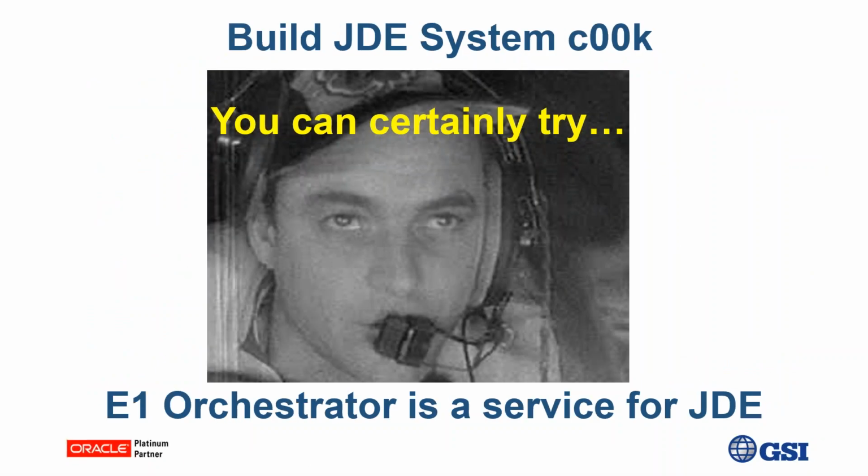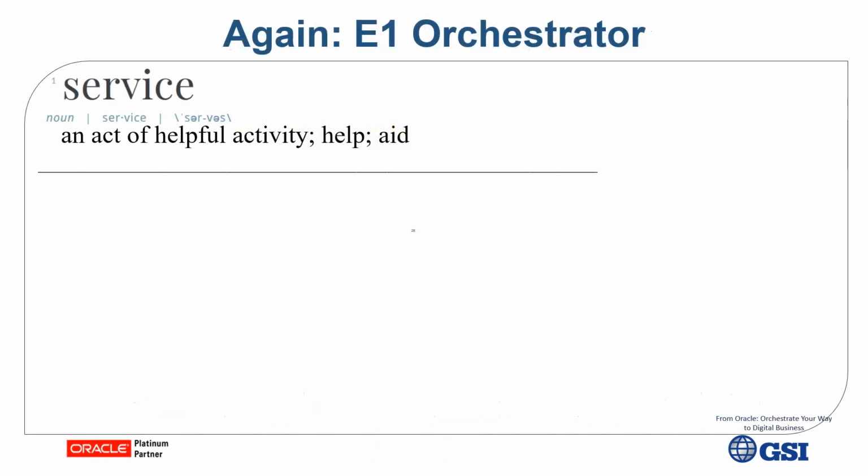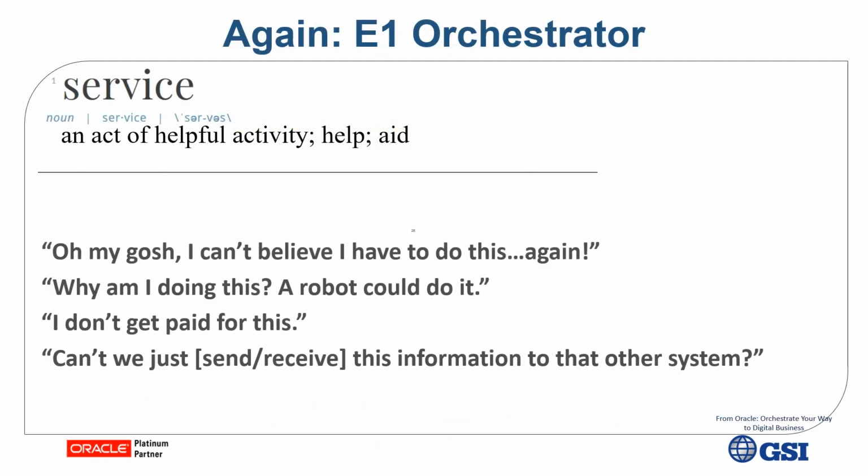Why? I mean, you can certainly try, but E1 Orchestrator is a service for JDE. It needs JDE. So why would you build another JDE within JDE, right? So that's my point on that last slide. And again, E1 Orchestrator is a service, okay? It cannot save the world, but it can help provide a lot of relief in cases where you have to repeat a task on a regular basis, or some tiring mechanical JD Edwards routine.